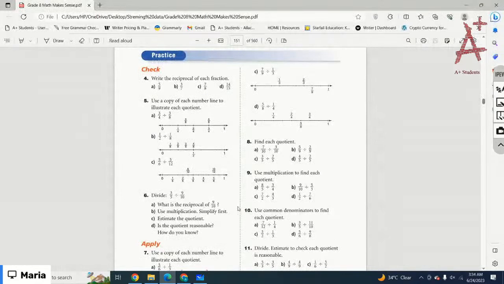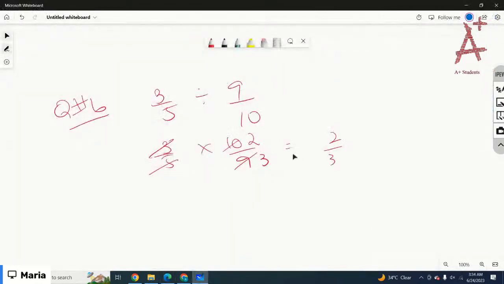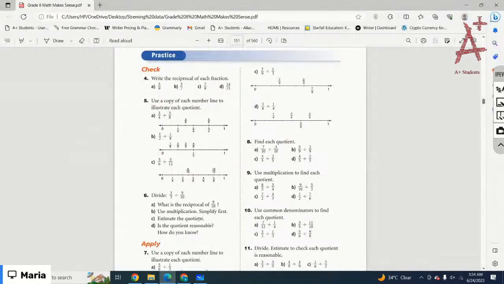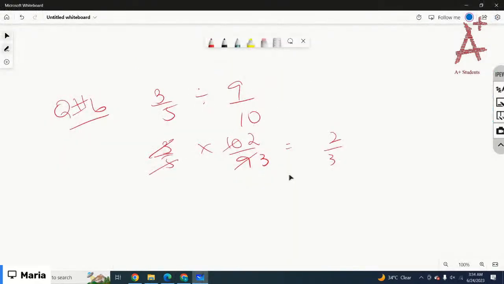Okay, let's see the questions you are given. What is the reciprocal of 9 by 10? Reciprocal is 10 over 9. Got it? Then use multiplication, simplify first, estimate the quotient. Is the quotient reasonable? Okay, so we have already calculated all the values. The quotient is 2 over 3. Got it?